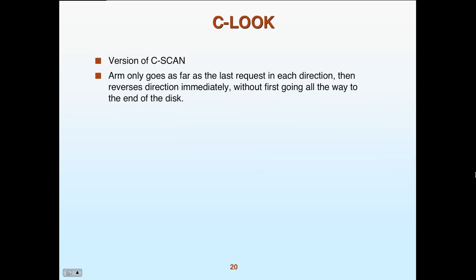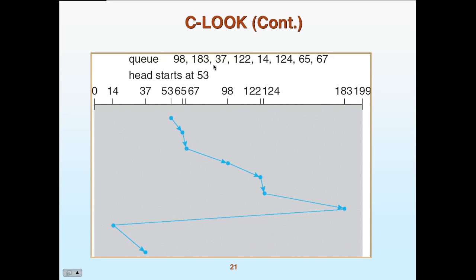Or we have the C-look, a circular look. It's a version of the C-scan where the arm only goes as far as the last request in each direction. So instead of going from the beginning of the disk to the end of the disk, it looks at the bytes that it needs to get. It starts at the beginning position, which I believe is 37 from memory, and it goes to the end. I can't remember what the end is, but we'll probably see it in the next slide. Instead of going all the way to the end, without first going all the way to the end of the disk, here it is. It stopped at 183 instead of 199.